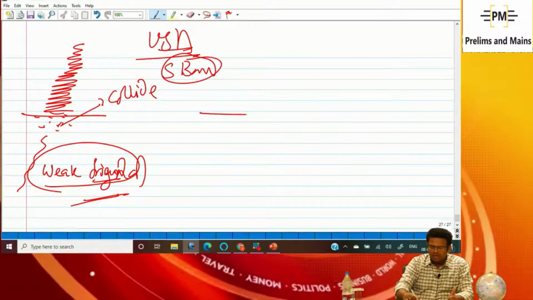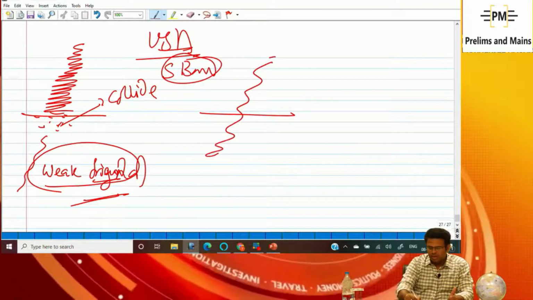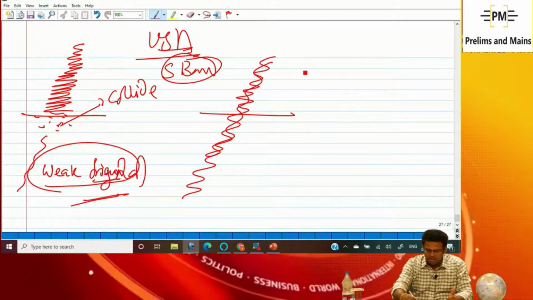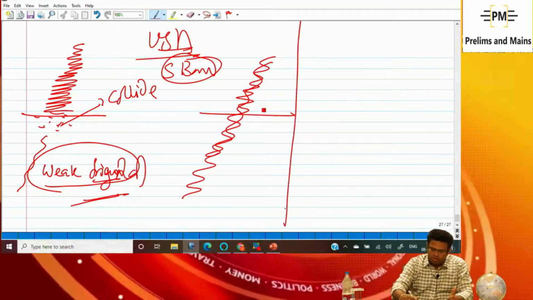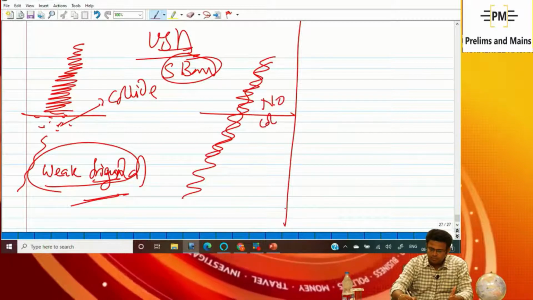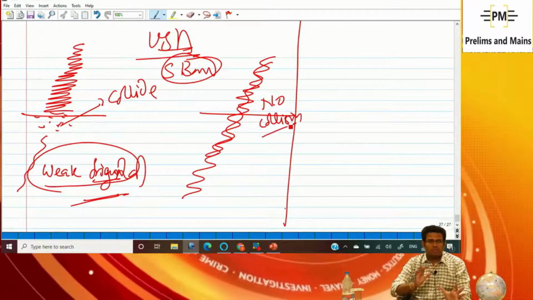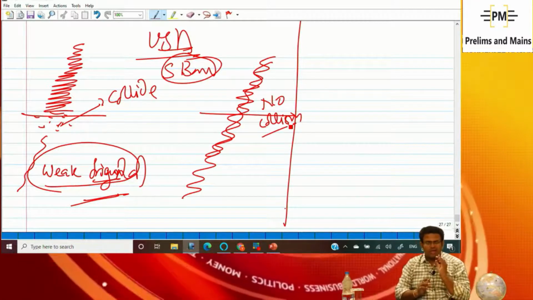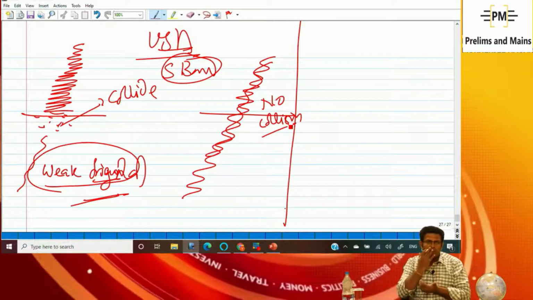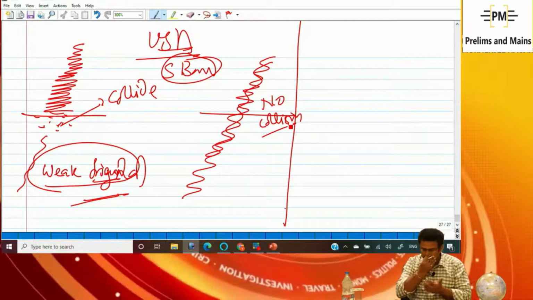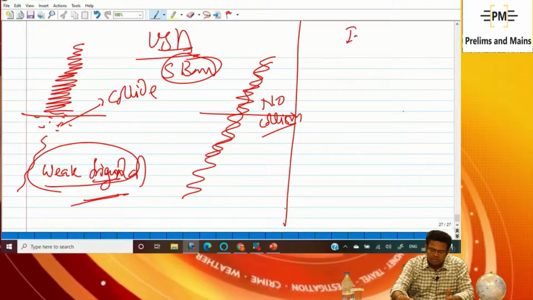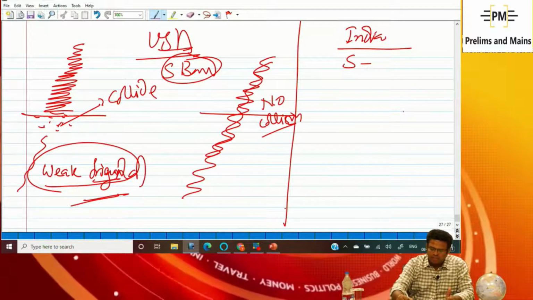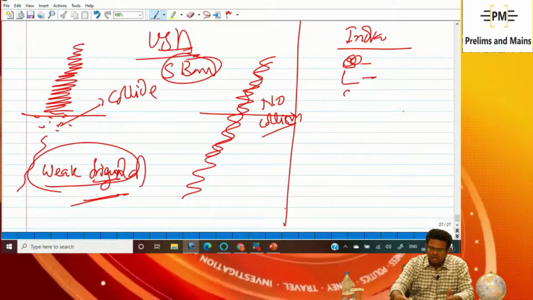If it is not colliding, it will give the best picture. Clear? But what about India? This is about the USA: if there is no collision, the best picture of the position. Did you understand that the USA is using only S band in their GPS, but India is using L band and S band both.